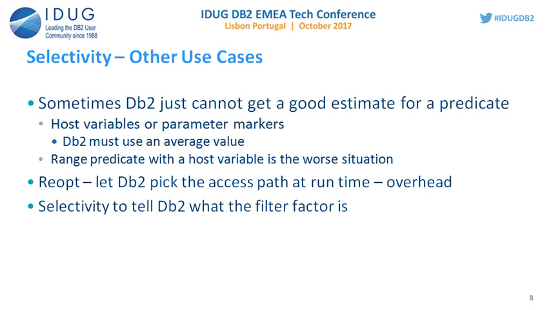So in a lot of cases, it doesn't matter because it's not an indexed column, and there's a clear best access path regardless. But other times it does matter. And with selectivity, you can tell DB2 what the filter factor is.